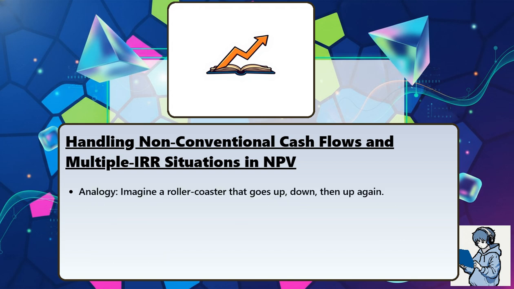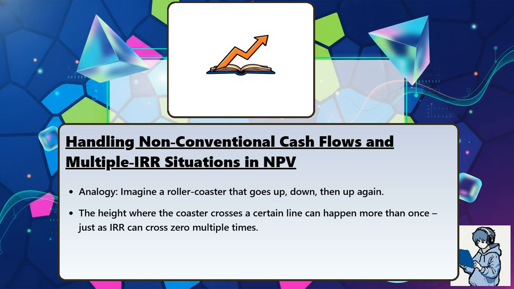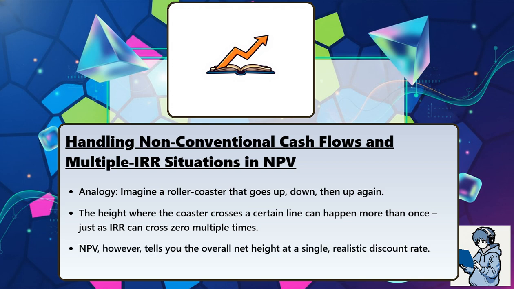Analogy: imagine a roller coaster that goes up, down, then up again. The height where the coaster crosses a certain line can happen more than once, just as IRR can cross zero multiple times. NPV, however, tells you the overall net height at a single realistic discount rate.